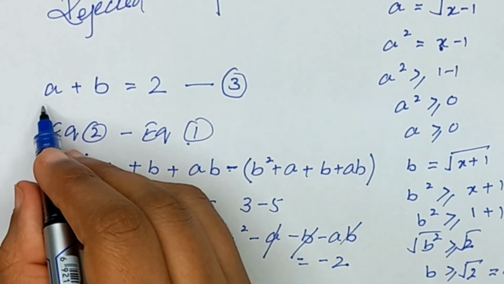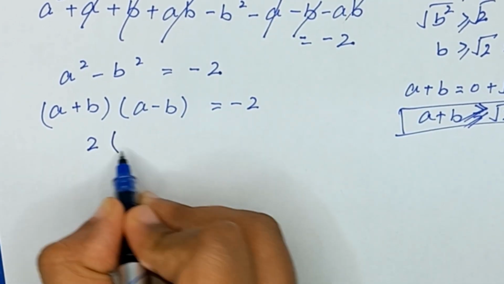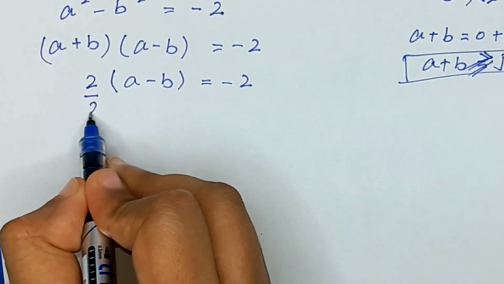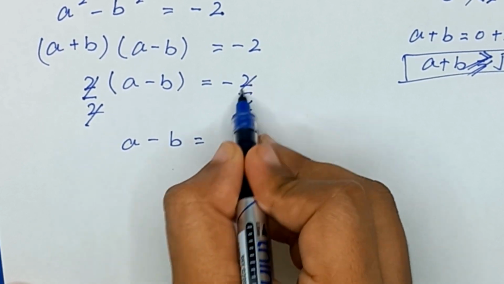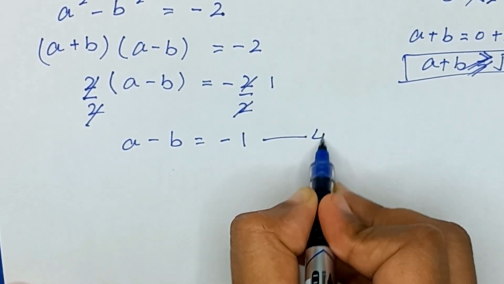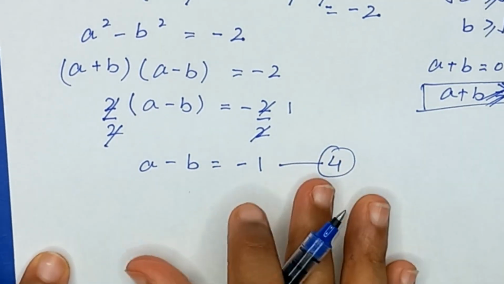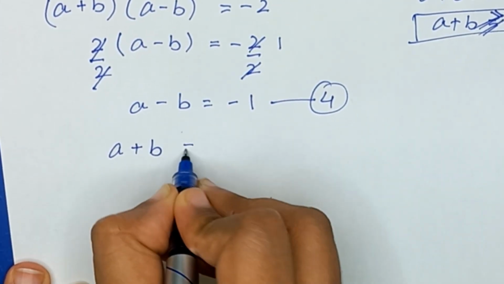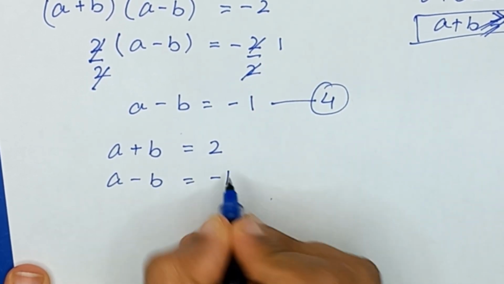As we have here equation number 3, which is a plus b is equal to 2, so it will become 2 into (a minus b) is equal to minus 2. Now we'll divide both sides by 2, so 2 and 2 will be cancelled out, and a minus b will be equal to minus 2 divided by 2, so it will be minus 1, and it is our equation number 4. Now we will add equation number 3 and equation number 4 and find the values of a, b. So equation number 3 is a plus b is equal to 2, and equation number 4 is a minus b is equal to minus 1.